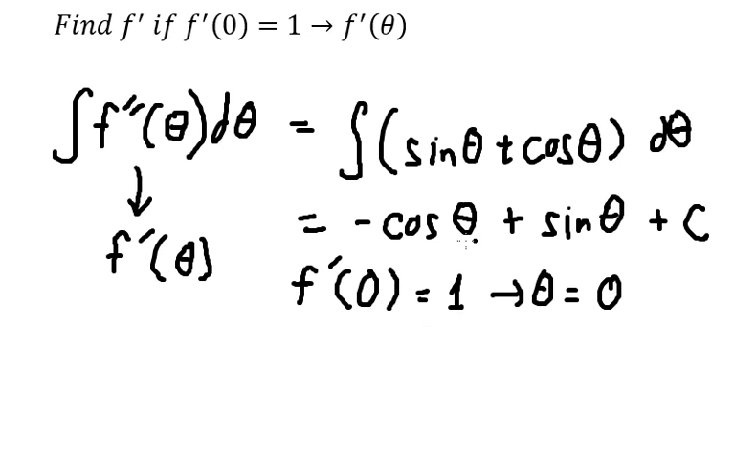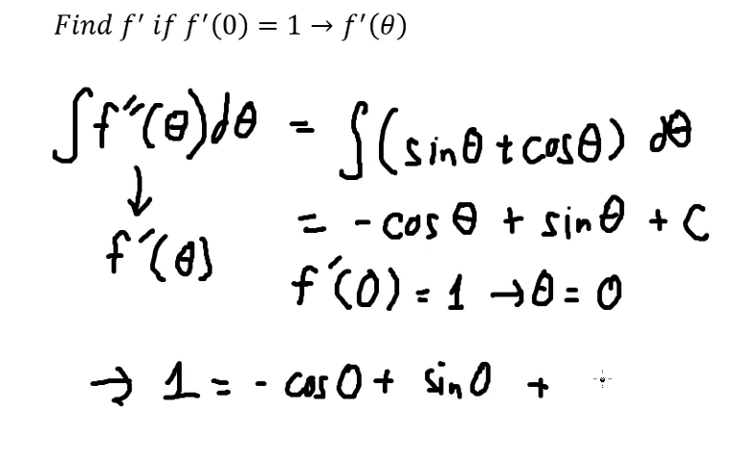So we need to put 0 on here and here. So we will have 1 equal to negative cosine 0 plus sine 0 plus c. We can find the value of c in here. Sine of 0, we have 0. Cosine of 0, we have 1. However, we have the negative in here. So we have negative 1.